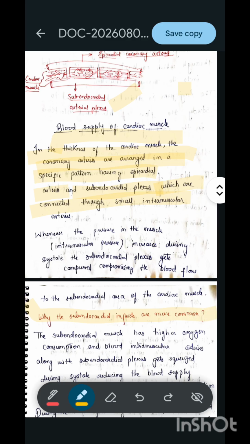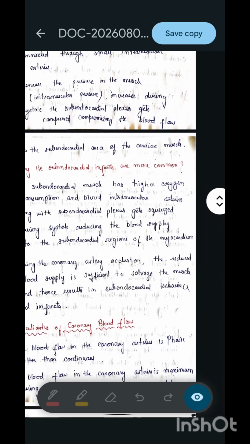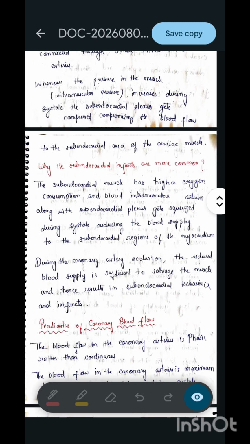Endocardium is the innermost layer of the heart. Below the level of the endocardium, if a blockage takes place, we call it a subendocardial infarct. That is the area which, because of reduction in blood supply, undergoes tissue necrosis. Subendocardial muscle has a very high oxygen consumption, and the blood in the intramuscular arteries along with the subendocardial plexus gets squeezed during systole, reducing the blood supply to the subendocardial regions of the myocardium.